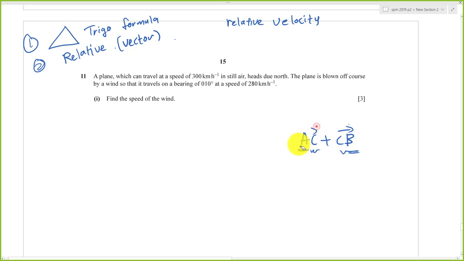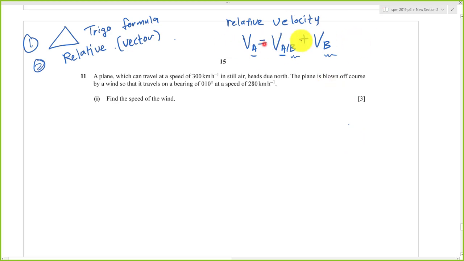The last thing you need to know is the formula. If I want the velocity of A relative to B, the formula is like this. You must start with the velocity of A, plus the velocity of B. This is how I write the formula. Two things you need to realize: first, this is an equal sign and this is plus. When this is A, then here must be A. If this is B, this one must be B.